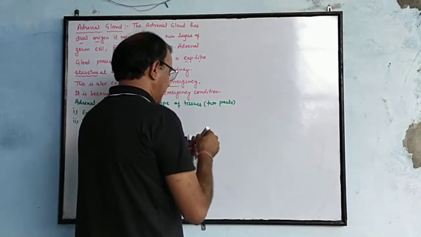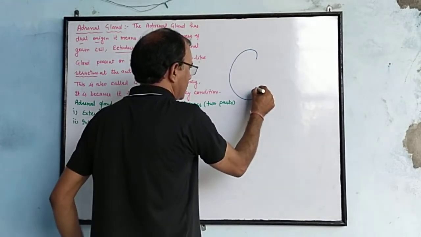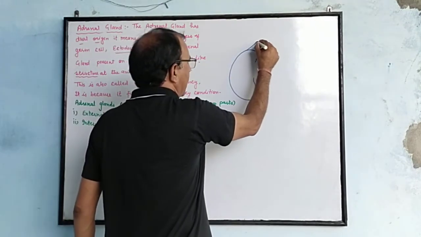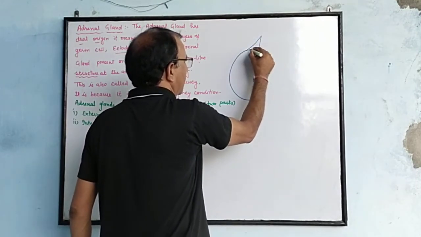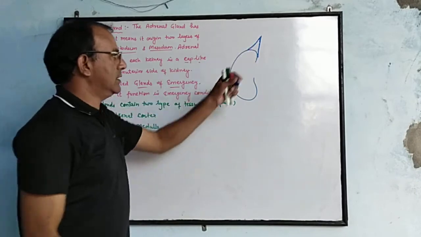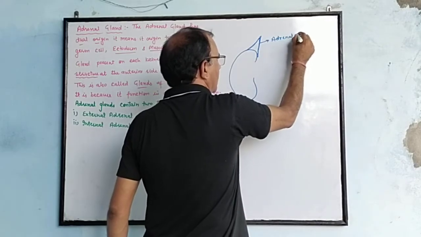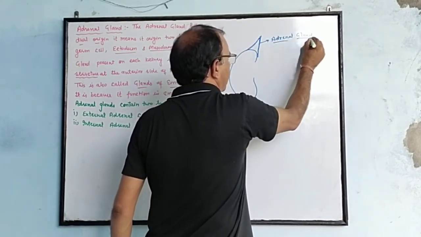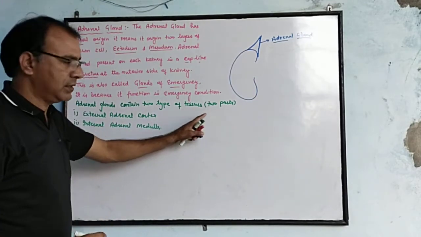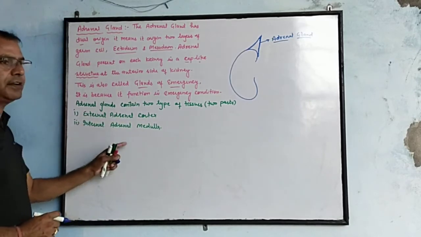We know that the kidney is a bean-shaped structure, and at its tip the adrenal gland is present in a cap-like structure towards the anterior side. This is the kidney and this one is the adrenal gland. Each kidney contains one adrenal gland that contains two parts. The outermost is known as the external adrenal cortex, and the internal is called the internal adrenal medulla.